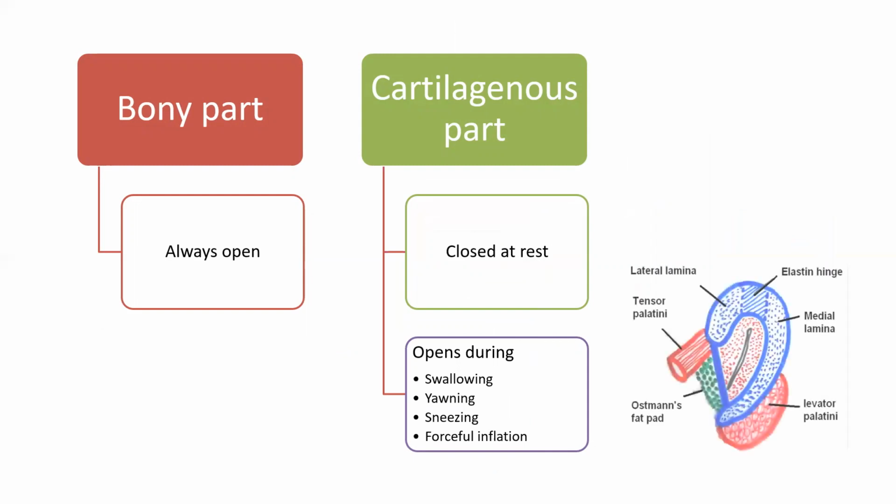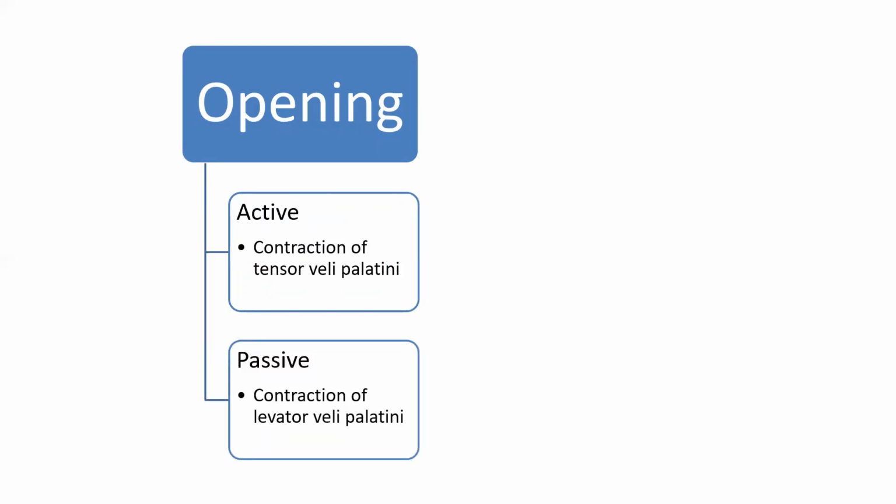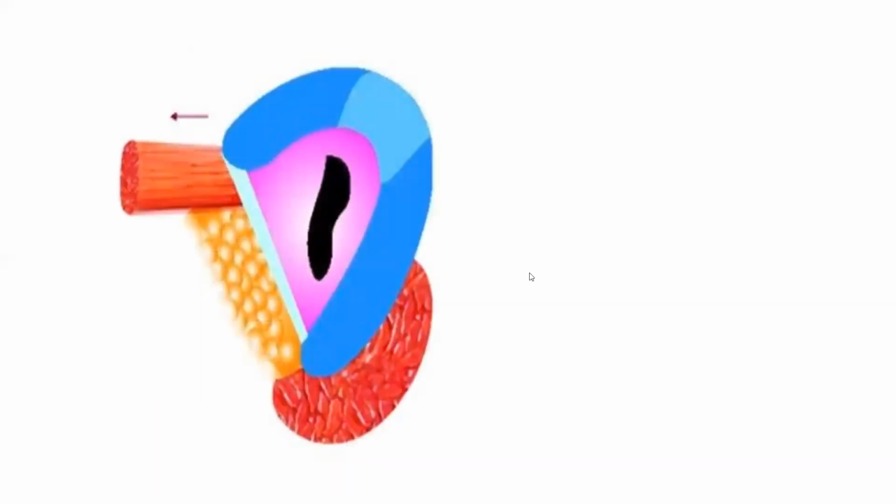The opening of the cartilaginous part is accompanied by the contraction of various muscles. So the opening happens through the active process of contraction of the tensor veli palatini muscle, and a passive opening happens through the contraction of the levator veli palatini muscle. So both the tensor veli palatini muscle and levator veli palatini muscle help in opening the lumen of the Eustachian tube. An active contraction of the tensor veli palatini muscle and a passive action of the levator veli palatini muscle.